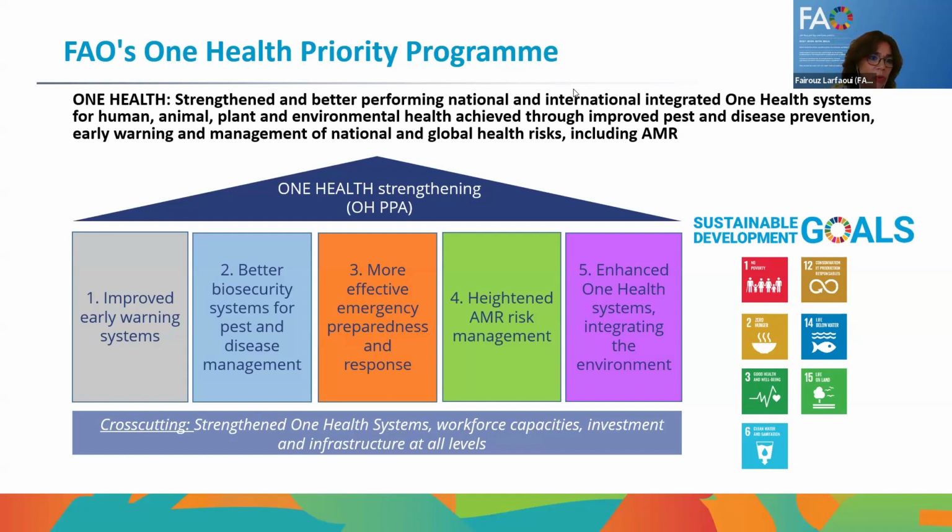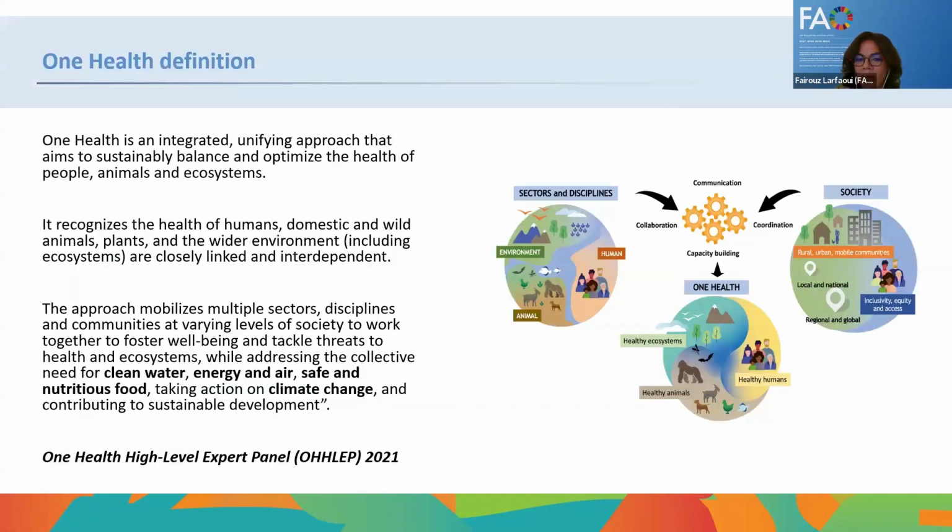The first is an improved early warning system. Second is a better biosecurity system for pest and disease management. Third is more effective emergency preparedness and response. Fourth, heightened AMR risk management. And lastly, an enhanced One Health system with the integration of the environment. These are some of the very important pillars of our program. Now, regarding the One Health definition that I want to bring to your attention, this was covered in the previous presentation by my colleague.